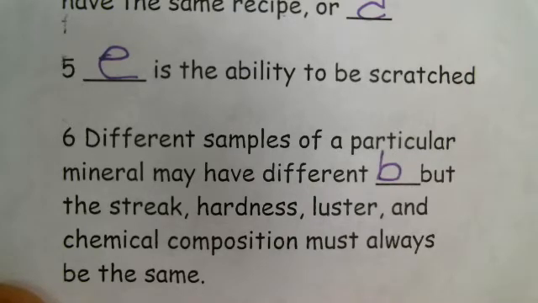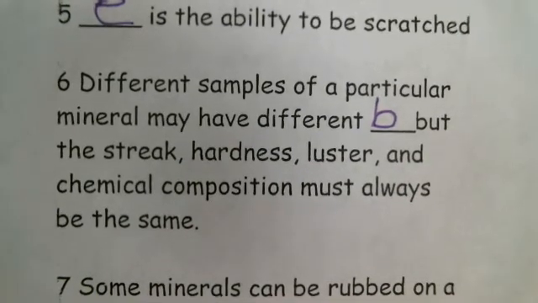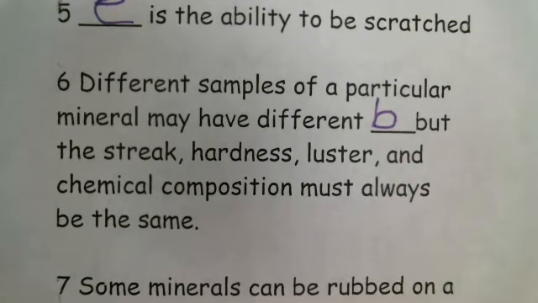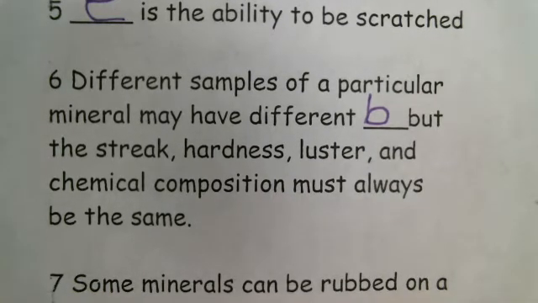When we streaked them, they were all the same. When we figure out the hardness, they were all the same. Same thing with the luster and chemical composition. The only thing that can vary between samples of the same mineral is the color of the sample itself. You can think of diamonds. You can go to the jewelry store and you can buy pink diamonds, yellow diamonds, brown diamonds, chocolate diamonds, all sorts of different diamonds with slightly different colors, but they have the exact same chemical composition, the same streak, the same hardness, the same luster, just different colors.